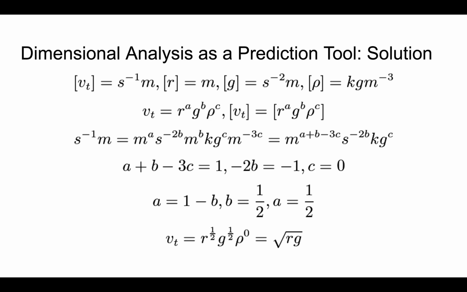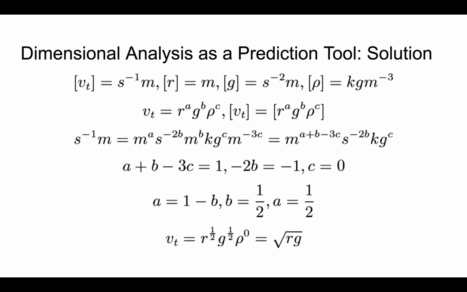Now, we know that assuming that r, g, and rho are the only quantities v sub t depends on, which is almost certainly not true, we've assumed that. And so we found the kind of way that v sub t has to depend on these quantities. V sub t cannot depend on the density of air, and it is directly proportional to the square root of radius and to the square root of acceleration due to gravity. And again, this is just assuming that r, g, and rho are the only factors influencing v sub t.